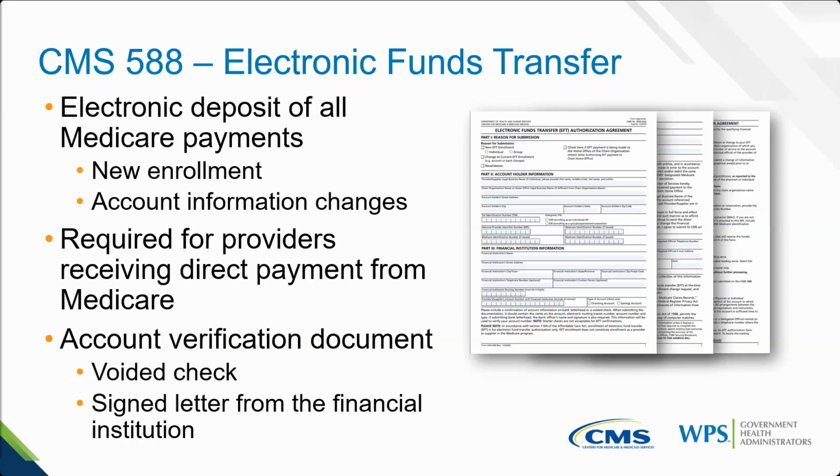And it needs to be submitted for a new enrollment, or if there's account information changes. So the bank changed, the account number changed, whether you changed banks or not, and that account number changed. This is how you would report those changes. In PECOS, this is actually a section, it's a topic, and can be completed that way versus completing that paper form. With that, we do need to have some account verification documentation. So we're verifying the name of the bank, the name that is the owner of the account number, the routing number.